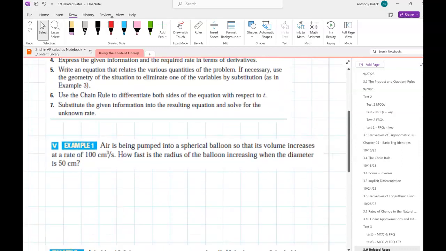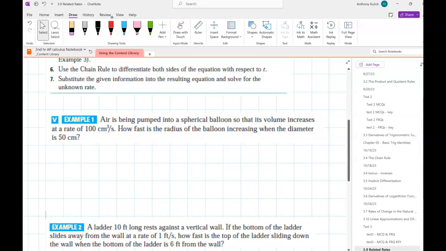Let's introduce some notation here. So we're told that the volume is increasing at a rate of 100 cubic centimeters per second. What symbol should we give that? What symbol should we use to represent the volume increasing at a rate of 100 cubic centimeters per second? It's a rate with respect to time, right?